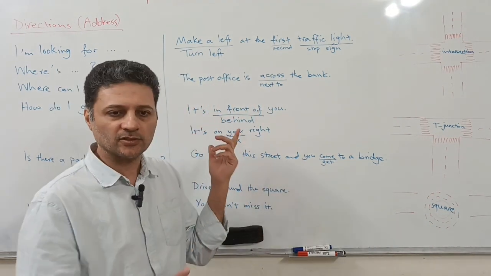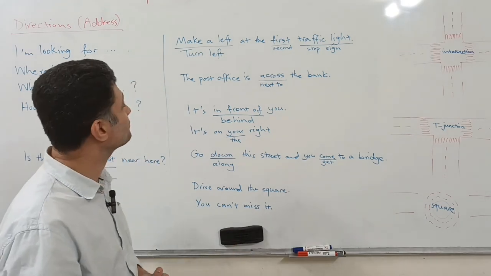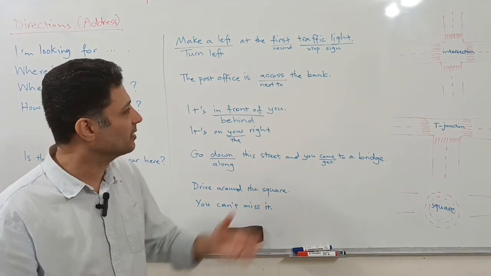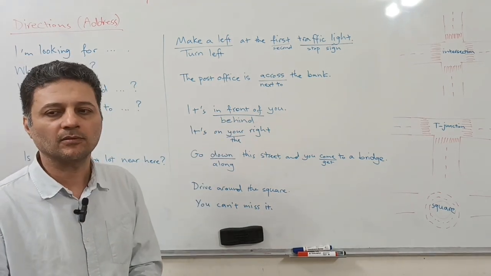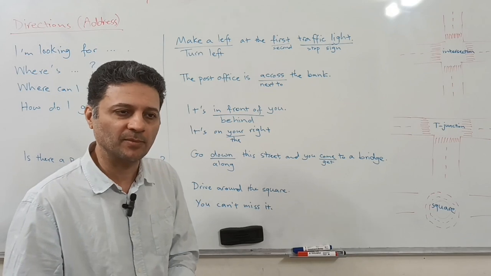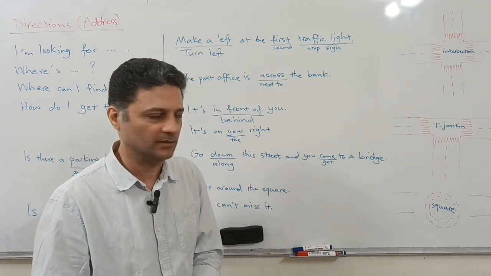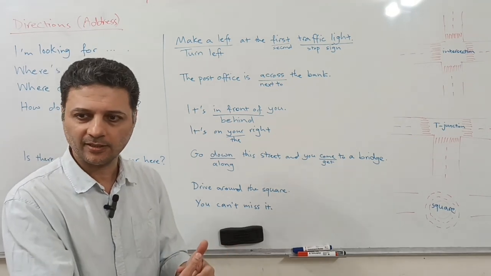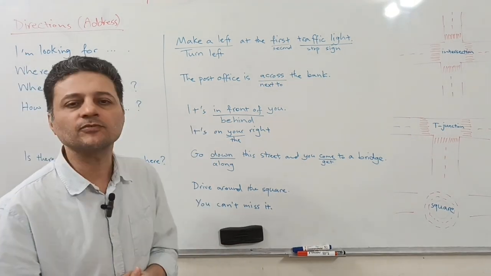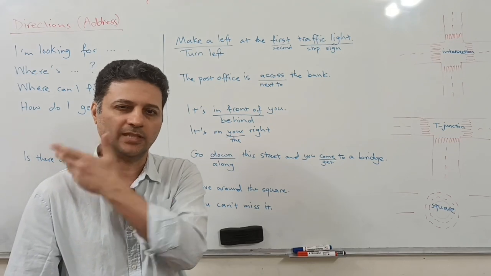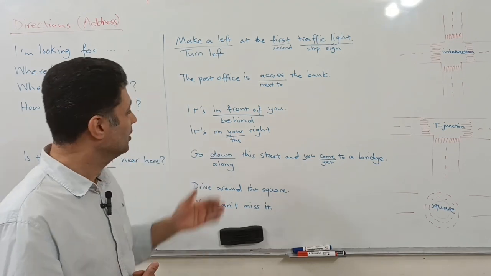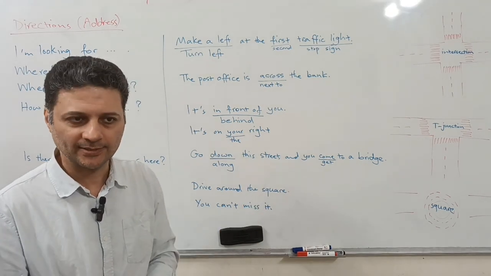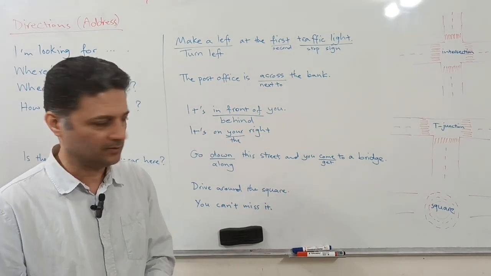But getting back to our answers, let's see. The post office is across the bank. British people would say opposite the bank, but Americans say across the bank. Or next to the bank, adjacent, near the bank. Or it's in front of you, it's behind you, the address you're looking for. Or it's on your left, on your right, or on the left, on the right. These are also possible to be said.